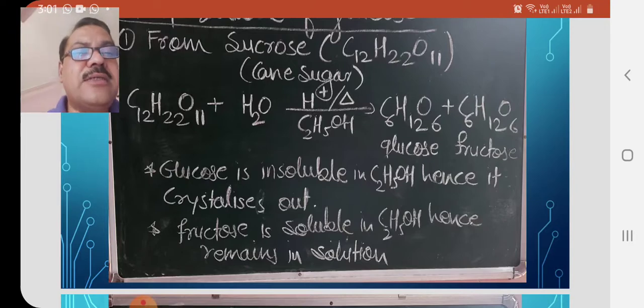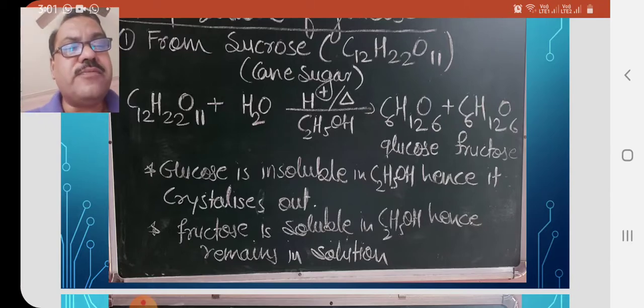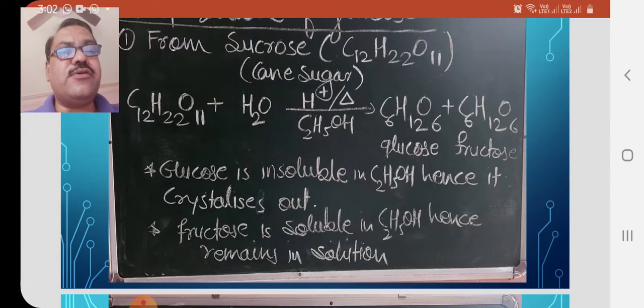So a question might be asked, why is ethyl alcohol used in the laboratory method of preparation of glucose? The answer is, in this reaction a mixture of glucose and fructose is formed, and when ethyl alcohol is added, fructose remains soluble in ethyl alcohol and therefore it remains in solution, and glucose is insoluble in ethyl alcohol, therefore the crystals of glucose are formed and they get separated by filtration. Hence ethyl alcohol is used.